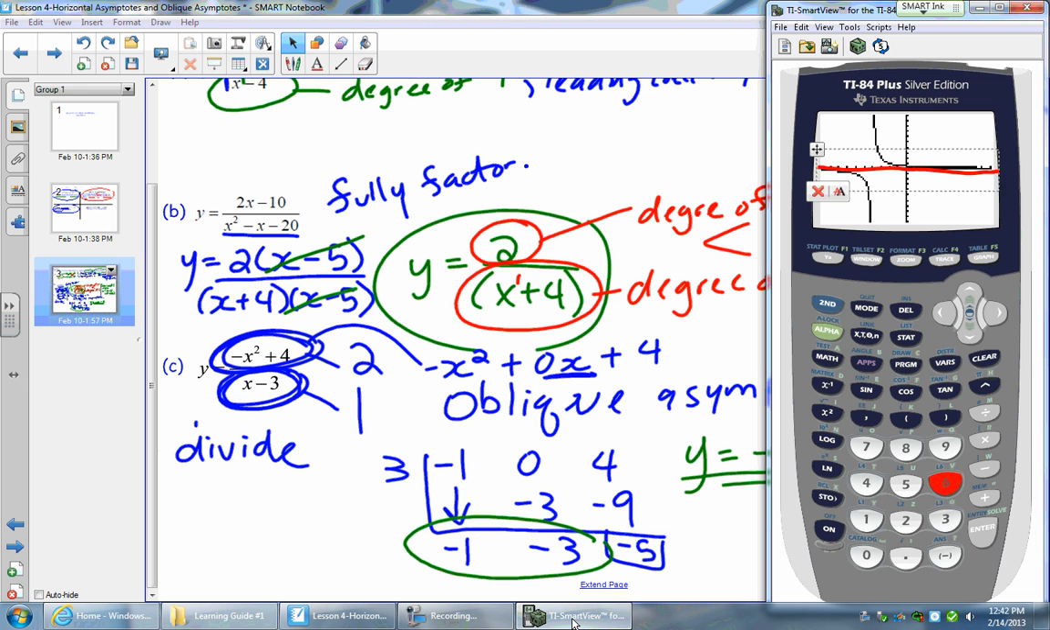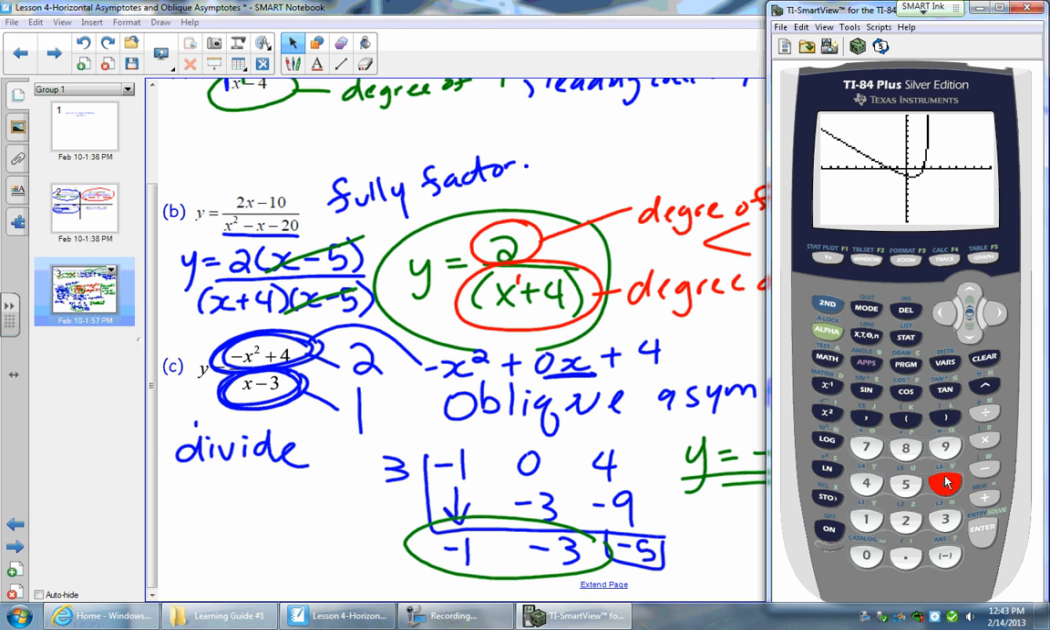So let's verify this behavior. We're going to stick in the original function. Okay, so we have negative x squared plus 4 divided by x minus 3. And we'll use the Zoom 6 standard right now. So take a look at the graph here. We have something that looks like that. Okay, so we do have an oblique asymptote, so it's slanted.